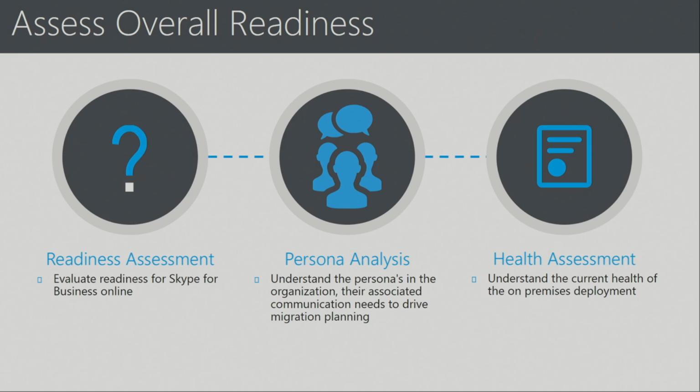Maybe can't go to the cloud yet because the feature set hasn't caught up with it. Or maybe the feature set's there, but you're just not ready to retrain your users, right, to be able to handle that move to the cloud. That's this idea of persona analysis. Of course, we also look at health assessment. A number of times I have had folks say, well, my on-premises deployment is junk. If I could just move it to the cloud, it would be all better.